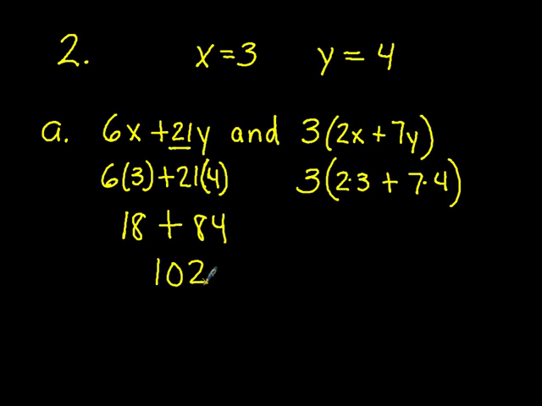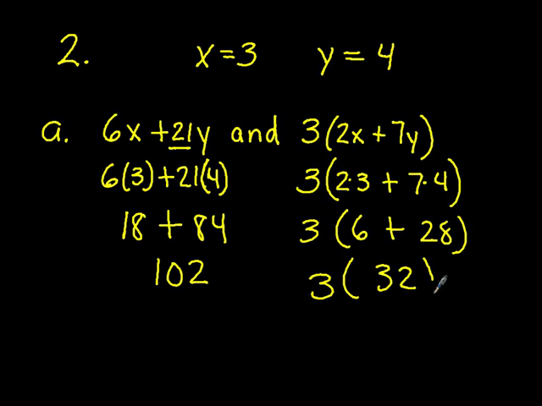On this side, follow my order of operations. I have 6 plus 28 on the inside. Then I'm going to have to add those two together. 6 plus 28 is 32. And then 3 times 32 is 102.